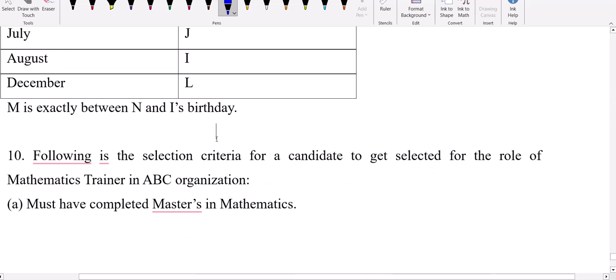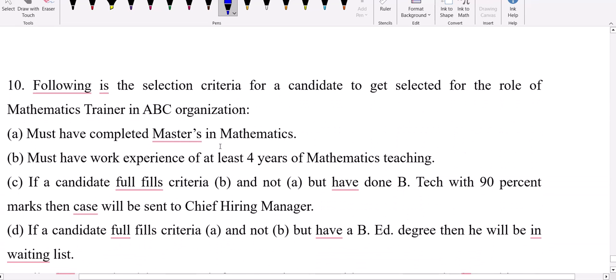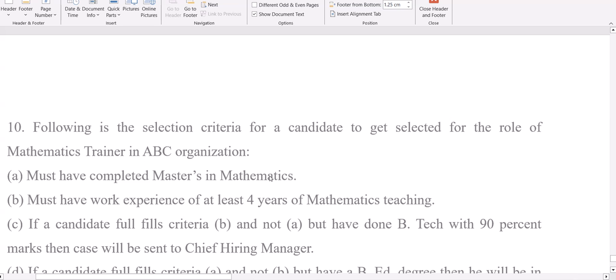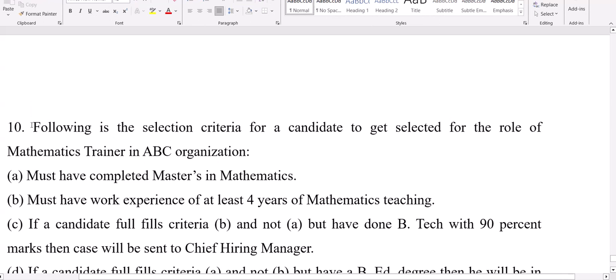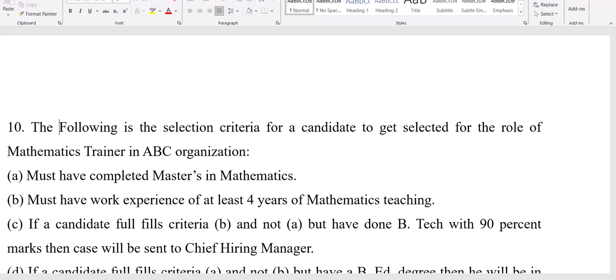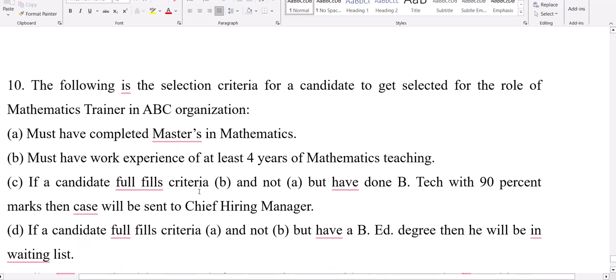Now, decision making. This is the selection criteria. There are only two conditions for the role of mathematics trainer in ABC organization. The first condition is you must have completed a master's in mathematics, like an MSc in maths. And you should have at least 4 years of mathematics teaching experience. Among A and B, if a candidate fulfills criterion B, 4 years of experience is there, but A is not done, but you have done BTech with 90%, then you will be sent to the chief hiring manager, who will take the decision.